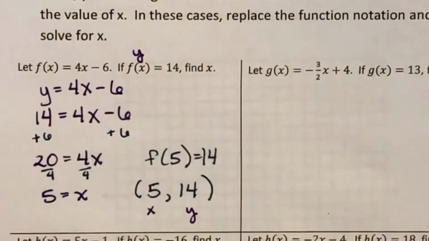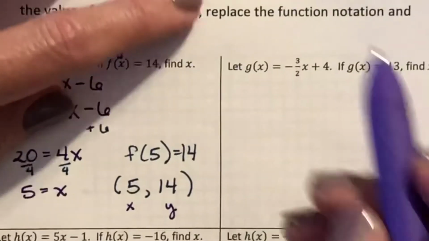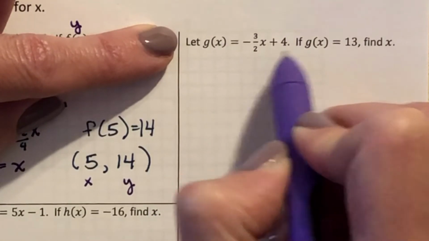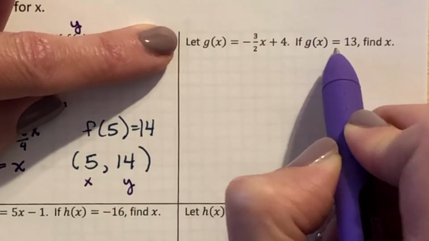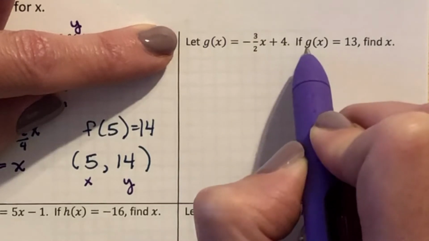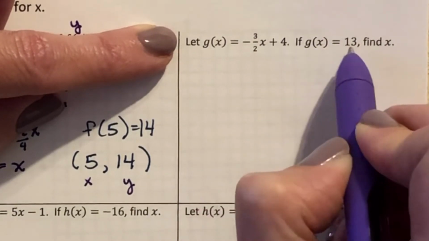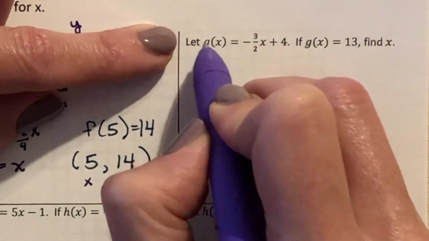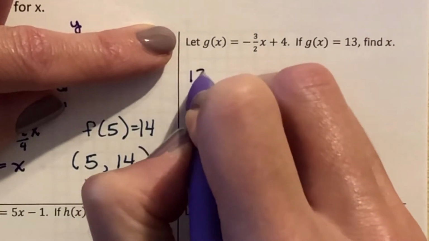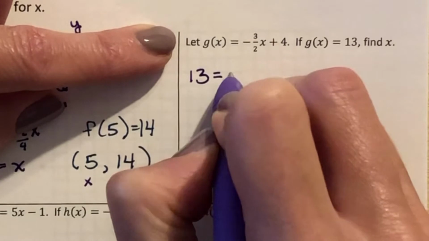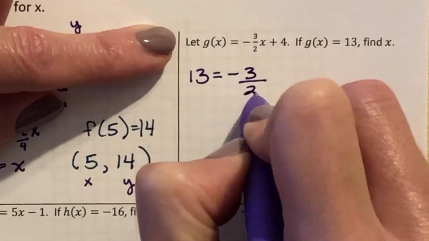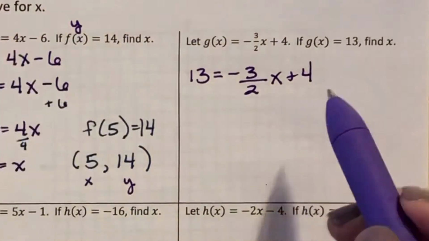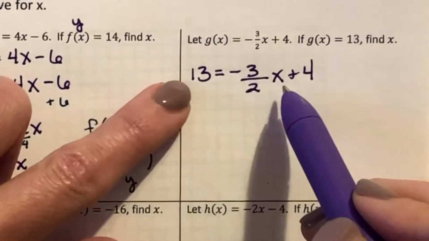Let's go ahead and do a couple of other examples. g of x equals negative 3/2 x plus 4. If g of x equals 13, what does x equal? Well, this is telling me that my output is 13. What is my input? I'm going to replace this with 13, so I get 13 equals negative 3/2 x plus 4. Now I'm going to go ahead and solve for x.